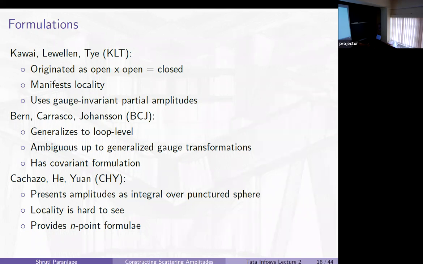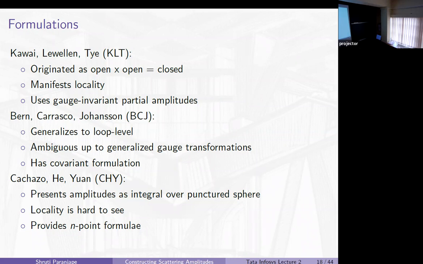So this KLT formula is mostly what we'll be talking about today. The more powerful one is BCJ, by Bern, Carrasco, Johansson. In particular, it's more powerful because this is the one that generalizes to loop level. So right now, there is no way to generalize the other two to loop level. So people are trying.